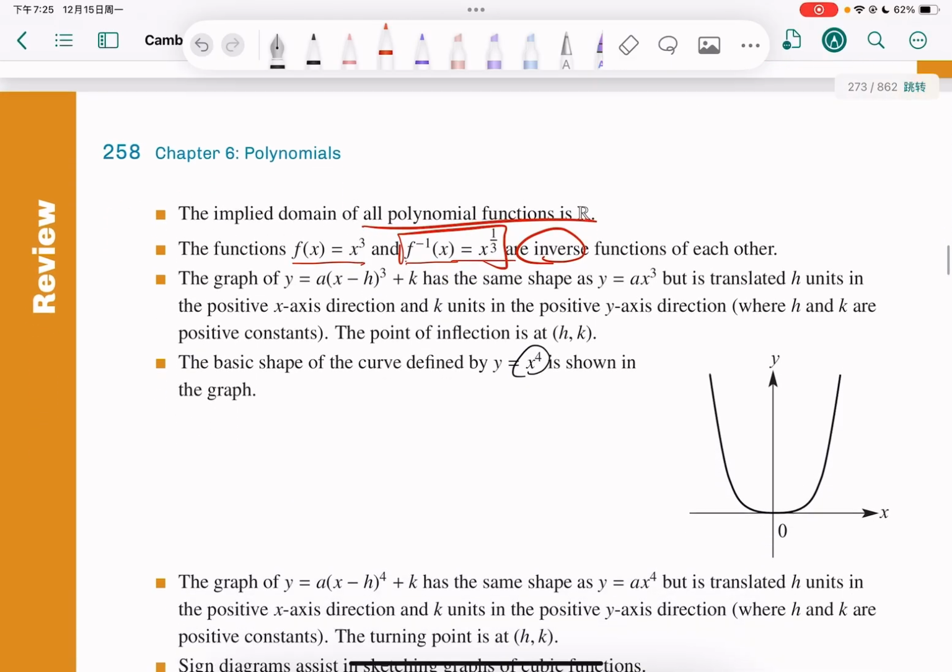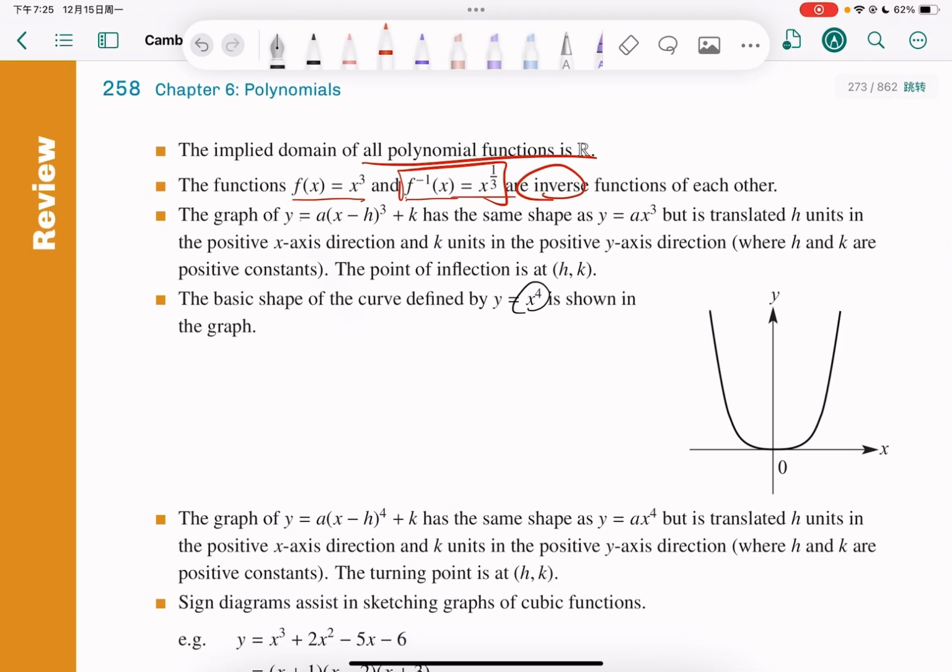Okay, the graph of y equal to a times (x minus h) cubed plus k has the same shape as this one, but translated h units in the positive direction of the x-axis and k units in the positive direction of the y-axis. So k units up if k is positive, and h units to the right if h is positive.